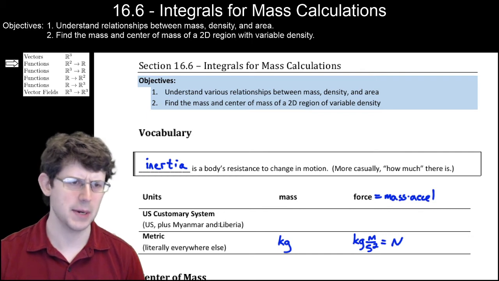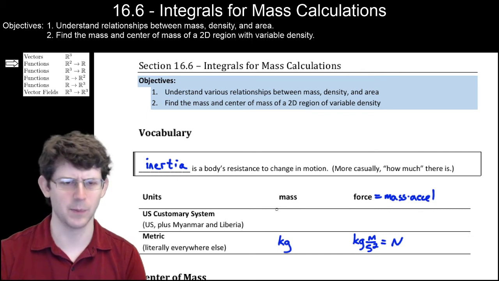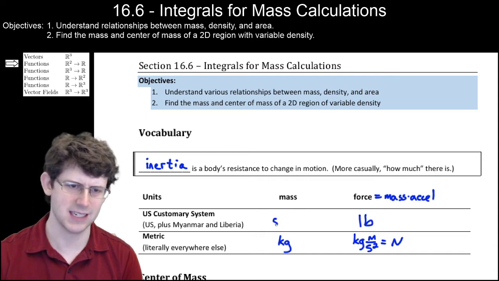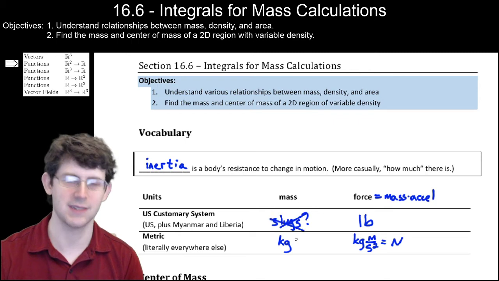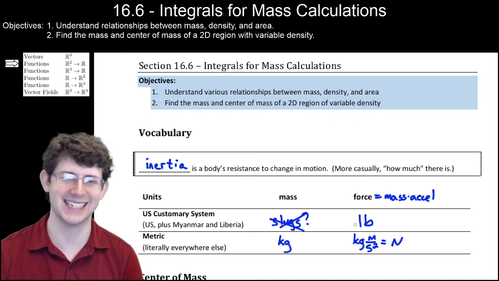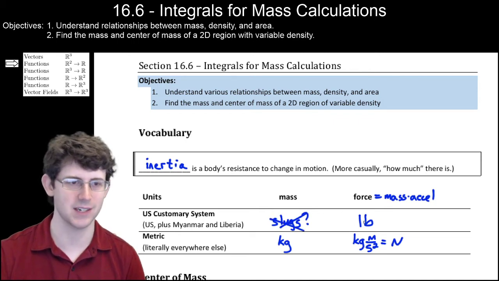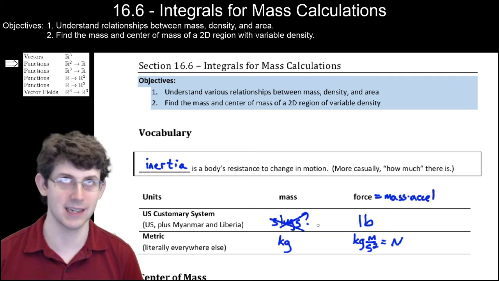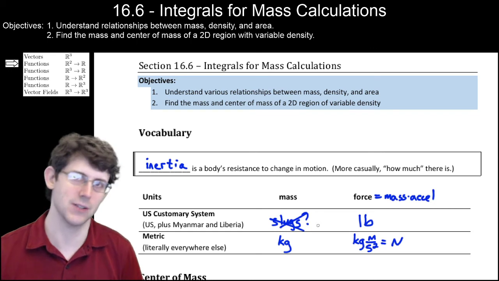In the imperial or US customary system, how do we even measure mass? I mean, force is in pounds. I think they're called slugs, maybe? No one cares. It doesn't matter. Sometimes we'll have force and we'll measure it in pounds. If we're measuring mass, we're basically always in a scientific enough situation where we'll just be using the metric system.